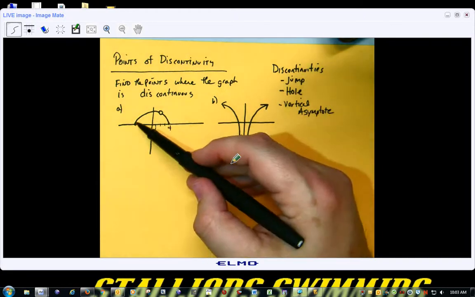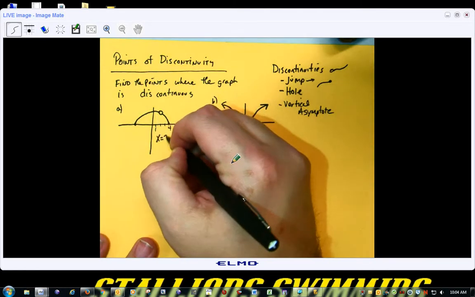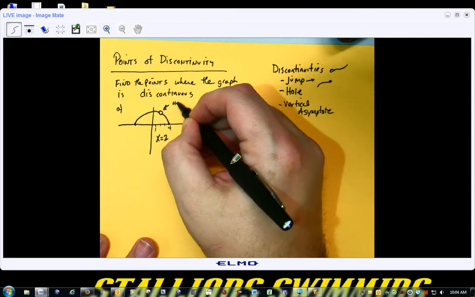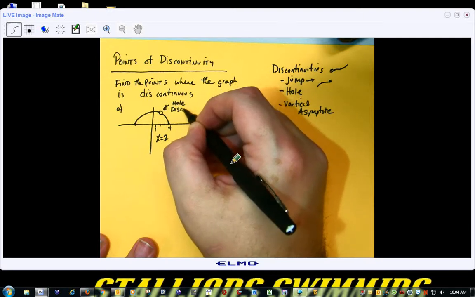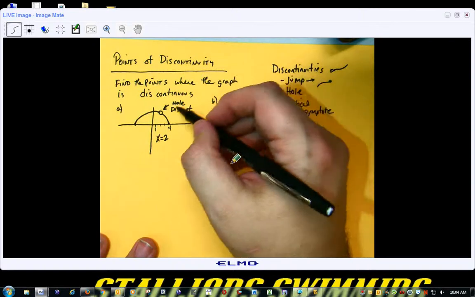Now, a jump would be like this. There's your jump, where it's a piecewise type of function, where you get one part that goes to here, then it jumps up to here and goes. A hole would be part A. Now, where's the hole? X equals 2. This is the highly technical term of the hole discontinuity.